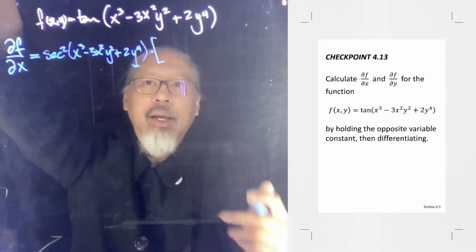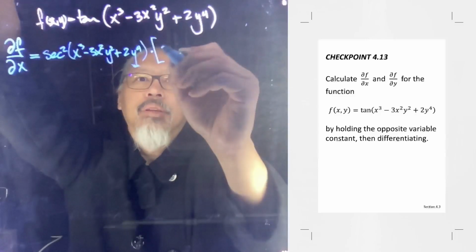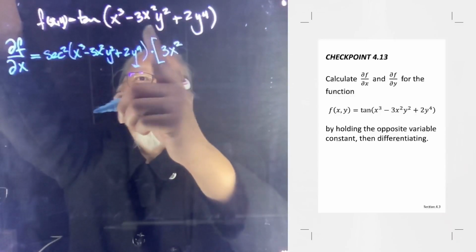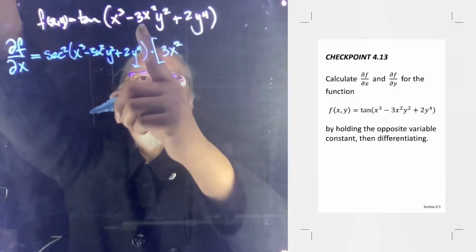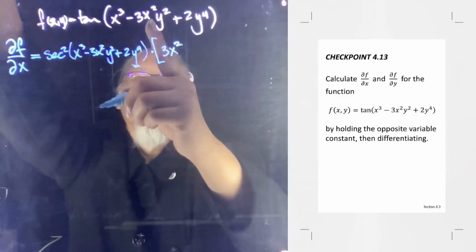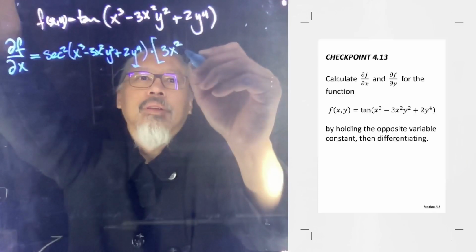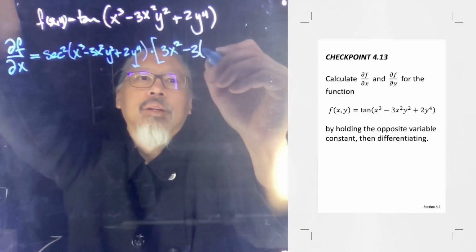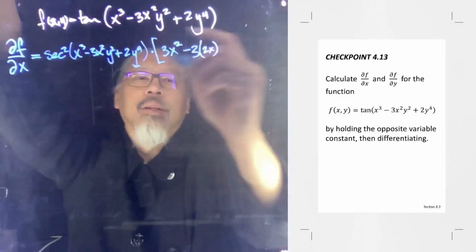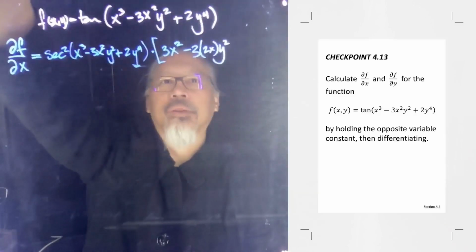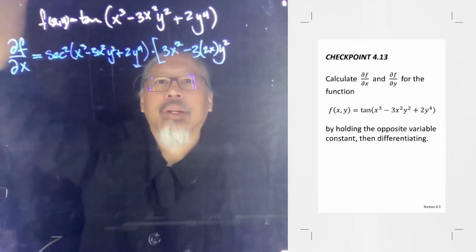Now with respect to x, this is going to be 3x squared, and with respect to x, the next term has a 3 as a constant, and then the y squared is a constant. So that would just be 3, and then take the derivative of the x squared, that's 2x, and then the y is a constant, so we leave that alone as well. We don't need to use the product rule or anything like that.